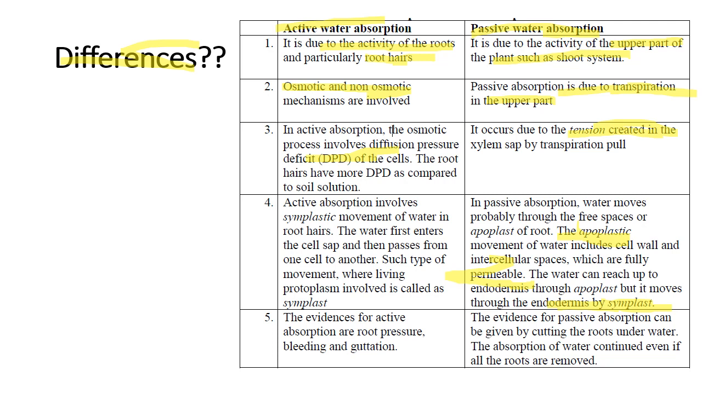So the evidence for active water absorption are the presence of root pressure and the bleeding and the guttation process that occur in plants. And the evidence for passive water absorption is that if we cut the roots underwater, the absorption of water will still continue. So it is a clear-cut evidence that in passive absorption, the roots are very passive or inactive. So only the transpiration determines the flow of water from the lower part of the plant to the upper part of the plant. So that's all about the differences between active and passive water absorption.